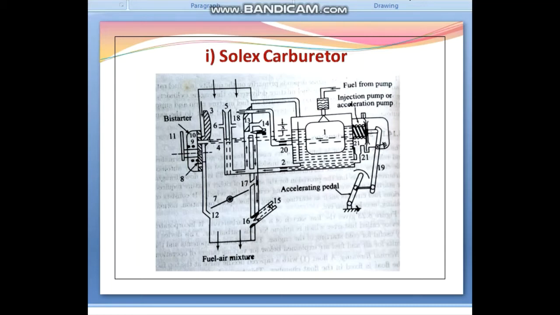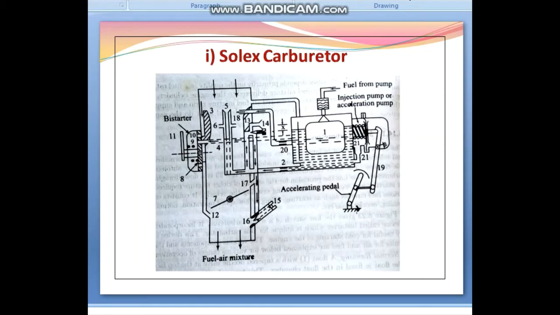It is a downdraft carburetor, and this has a provision for the supply of richer mixture required for starting and weaker mixture during the cruising of the vehicle. It consists of various fuel circuits such as starting, idling or low speed operation, normal running and acceleration, etc.